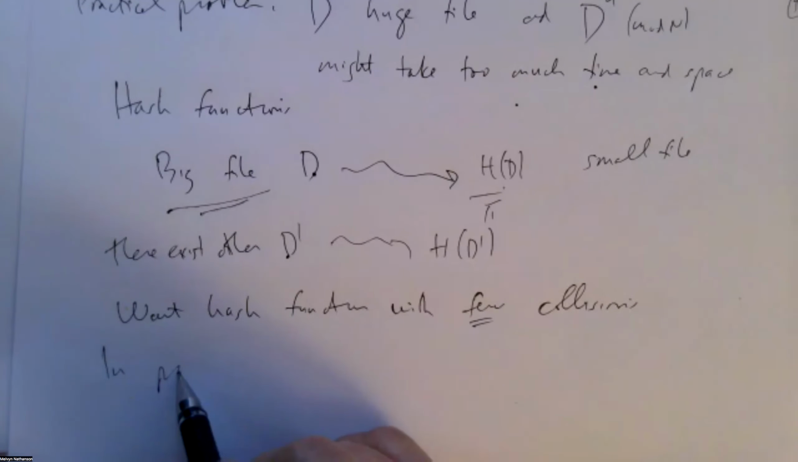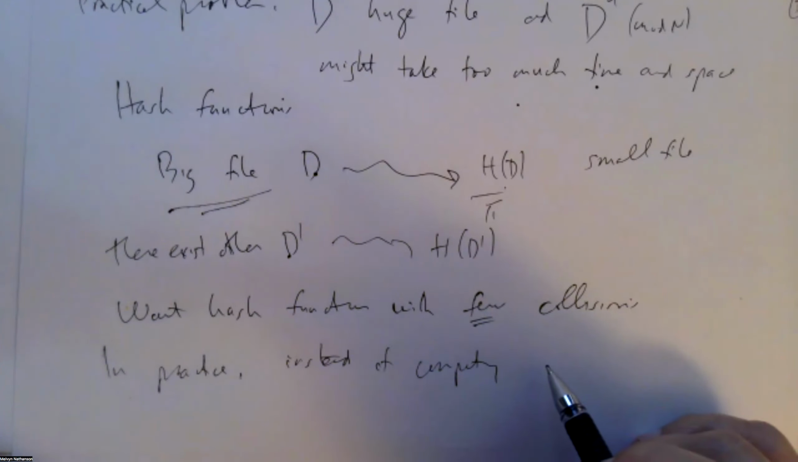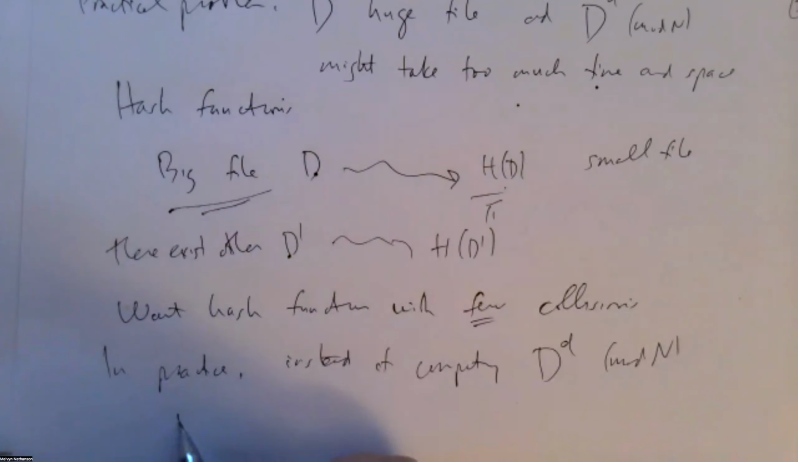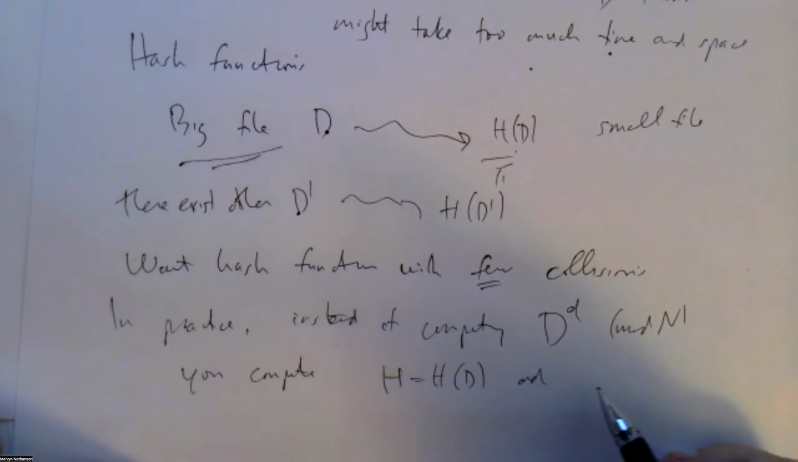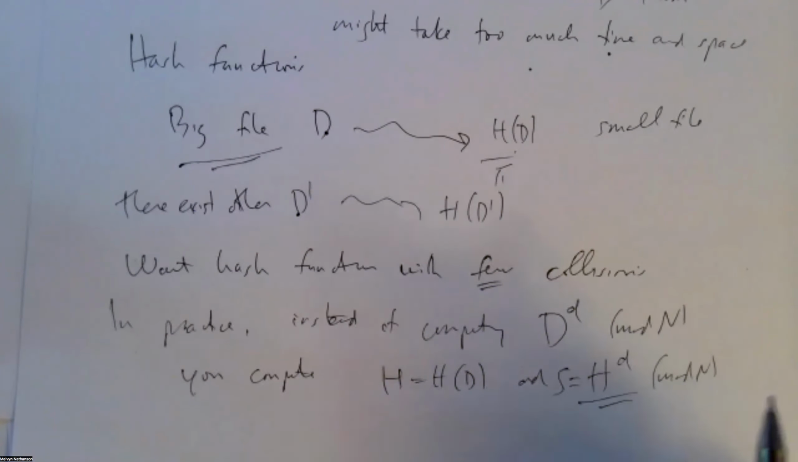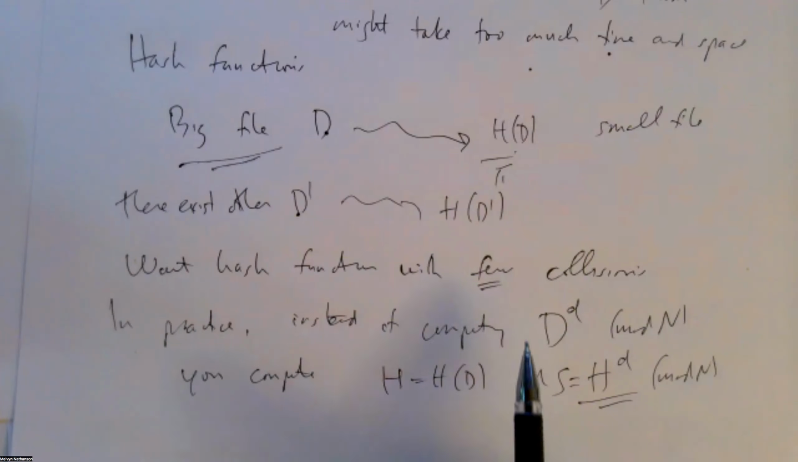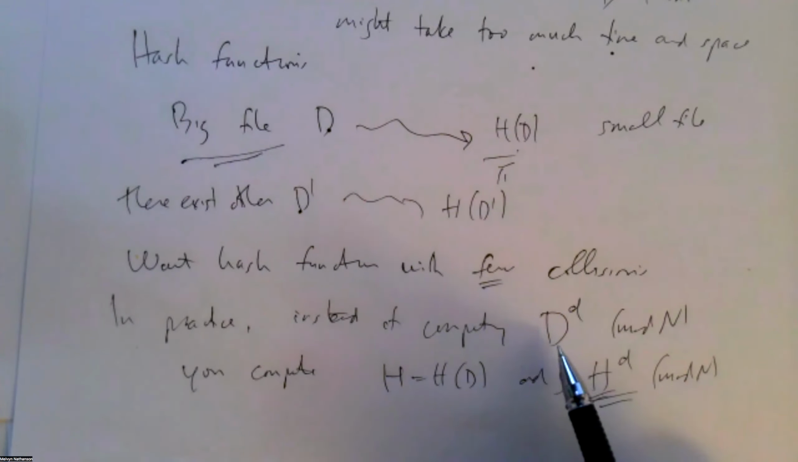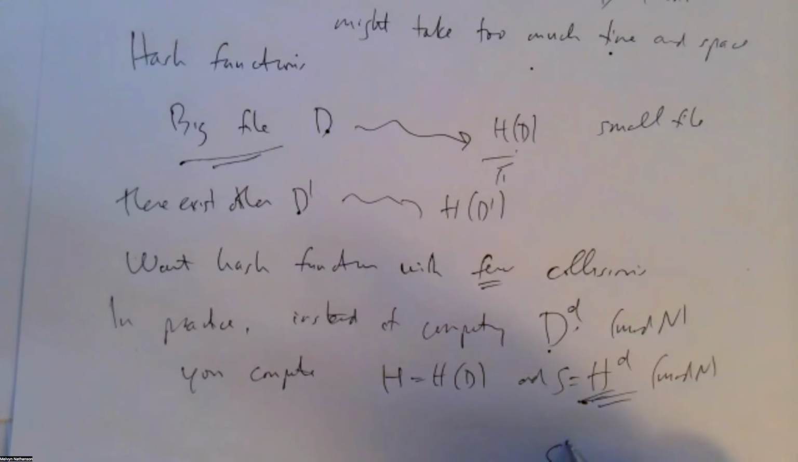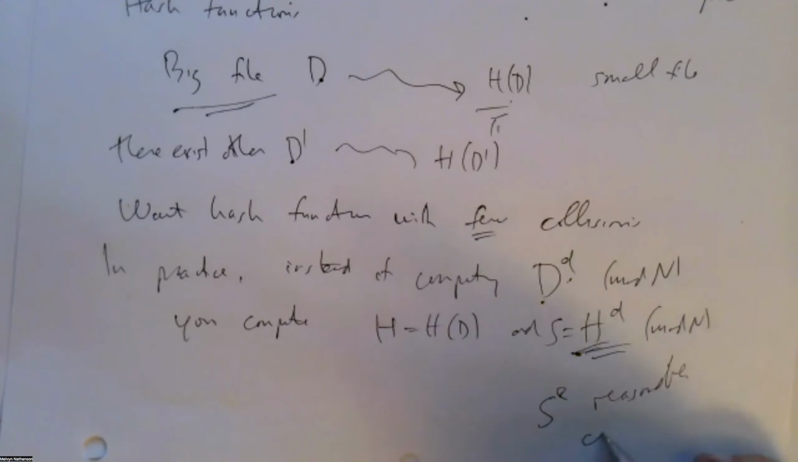So in practice, instead of computing D to the power d mod n, you take the hash h of D and calculate h to the power d mod n. And this is the signature that Samantha sends. So in addition to transmitting or making public the document D, you also make public the hash of that document, h of D, which is a smaller file. So computing h to the d and computing S to the E then become reasonable calculations.